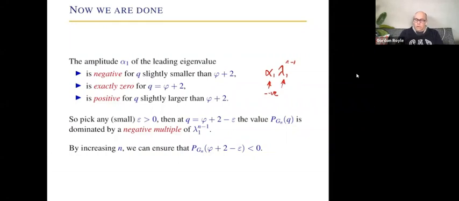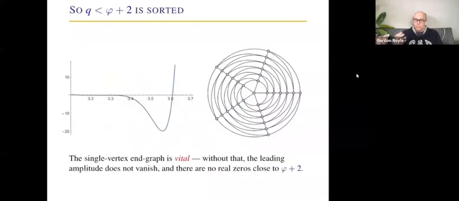So the net result of all of this is that this family of graphs, the triangular lattice of width 5, is enough to find chromatic polynomials that are negative as close to 5 plus 2 as you want on the left-hand side. So there's the family, there's one of the graphs and its chromatic polynomial, and the end graph, the single vertex end graph, is vital.